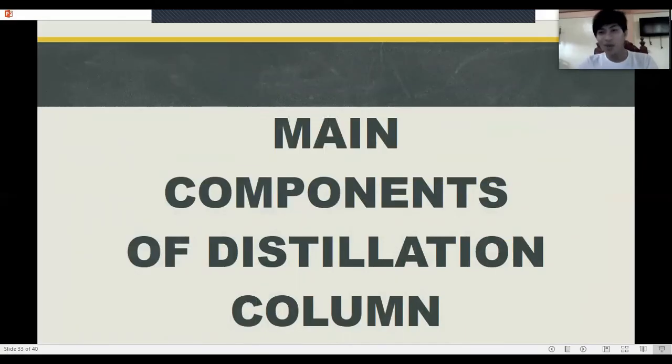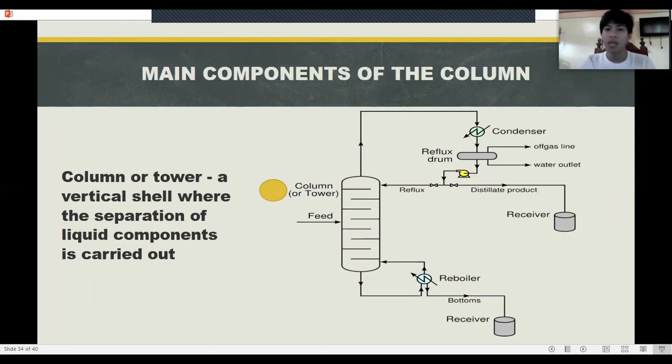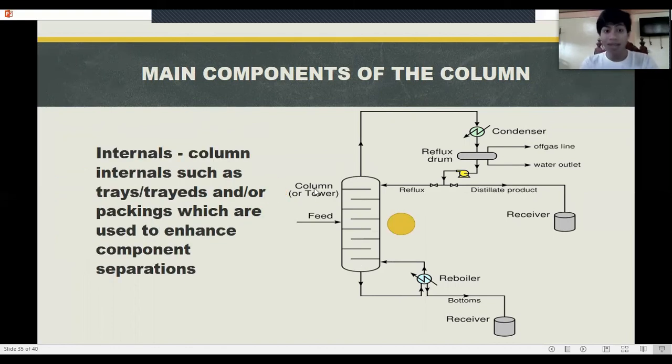So what are the main components of a distillation column? The first one is the column or tower. It is a vertical shell where the separation of liquid components is carried out. So this is the column or tower in the diagram. Next are the internals, which can be seen inside the column. They can be trays or packings, and they are used to enhance component separations.